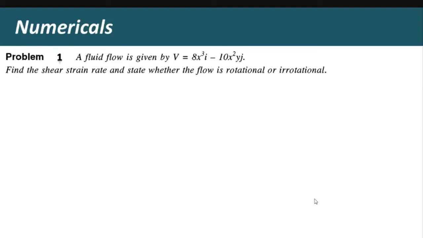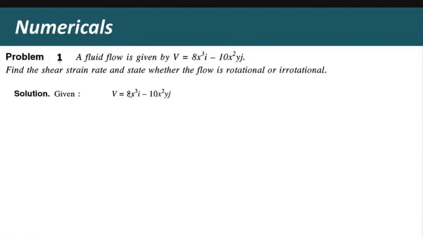A fluid flow is given by vector V = 8x³ i − 10x²y j. Find the shear strain rate and state whether the flow is rotational or irrotational. OK, so we are supposed to find the shear strain rate, and we are also supposed to find out whether the flow is rotational or irrotational.